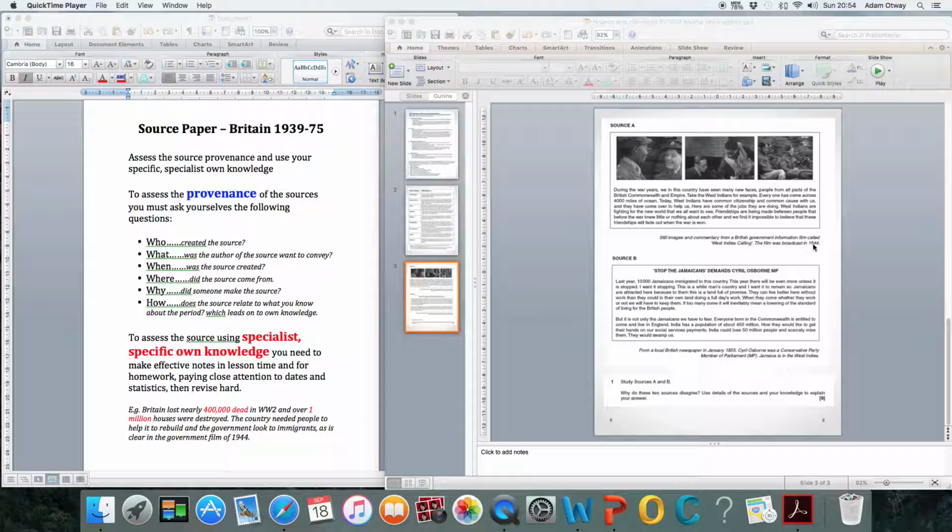When you look at when, 1944, 1955, 11 years. In 1944, the situation was very different to in 1955.